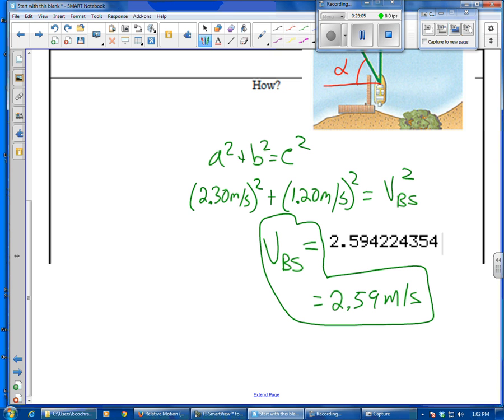Huh? Really? That's the velocity of the boat relative to the shore, yeah. Huh. Let me see what you did, Kurt. Did you get a negative answer for some reason?